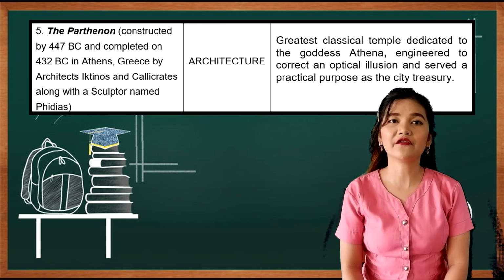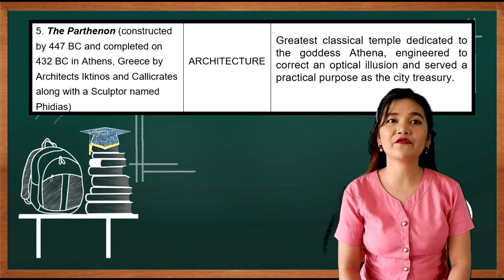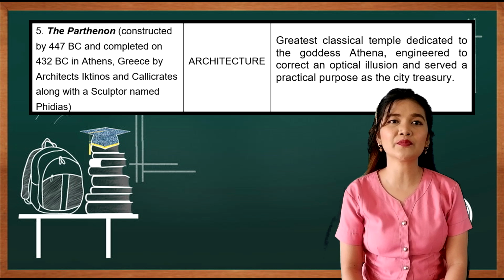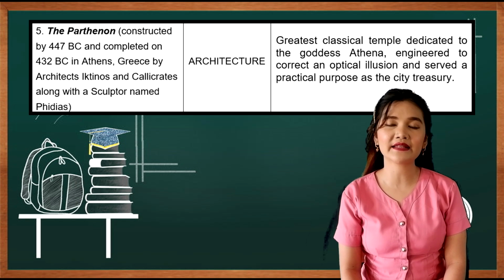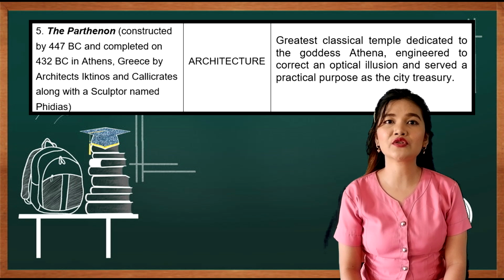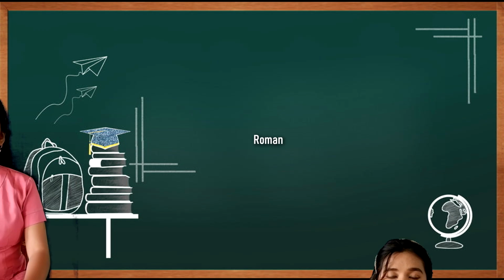Number 5. The Parthenon. Constructed by 447 BC and completed in 432 BC in Athens, Greece by architects Ictinus and Callicrates, along with a sculptor named Phidias. Art form: architecture. Greatest classical temple dedicated to the goddess Athena, engineered to correct an optical illusion and serve a practical purpose as the city treasury.